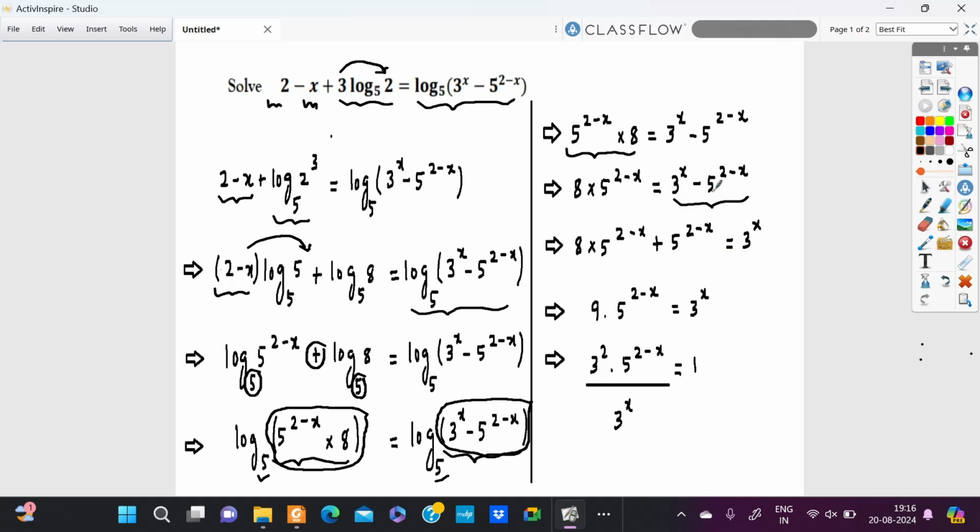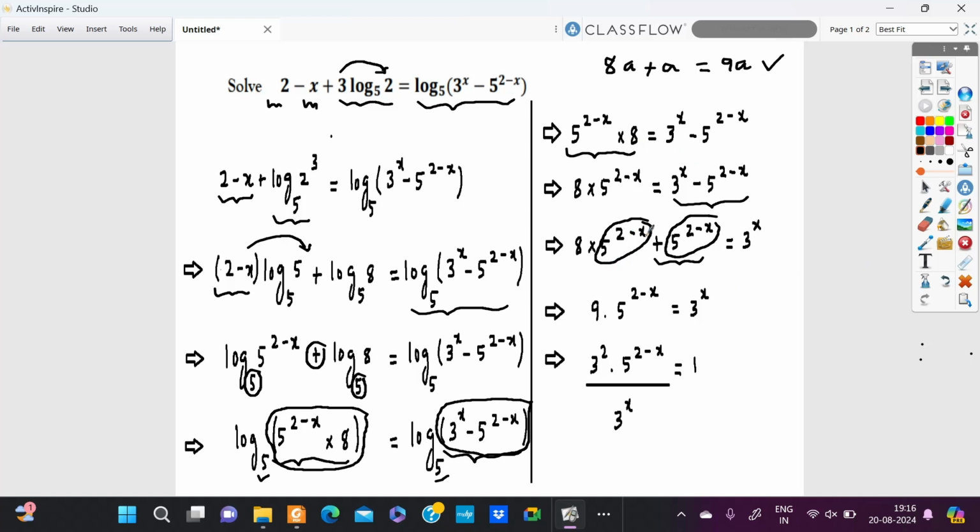Now I just move this negative 5 to the power of 2 minus x to the left hand side, becomes positive. And we know that 8a plus 1a is equal to 9a, right? Just add them up, sum of the terms. So here we have 8 times 5 to the power of 2 minus x plus 1 times 5 to the power of 2 minus x, which will give us 9 times 5 to the power of 2 minus x. I hope you guys follow me with this sum of two like terms. 8a plus a is equal to 9a.